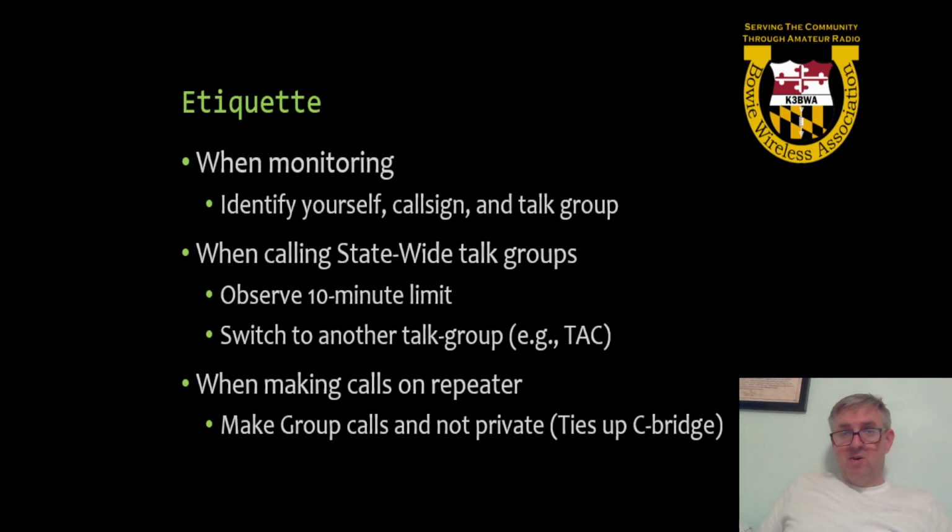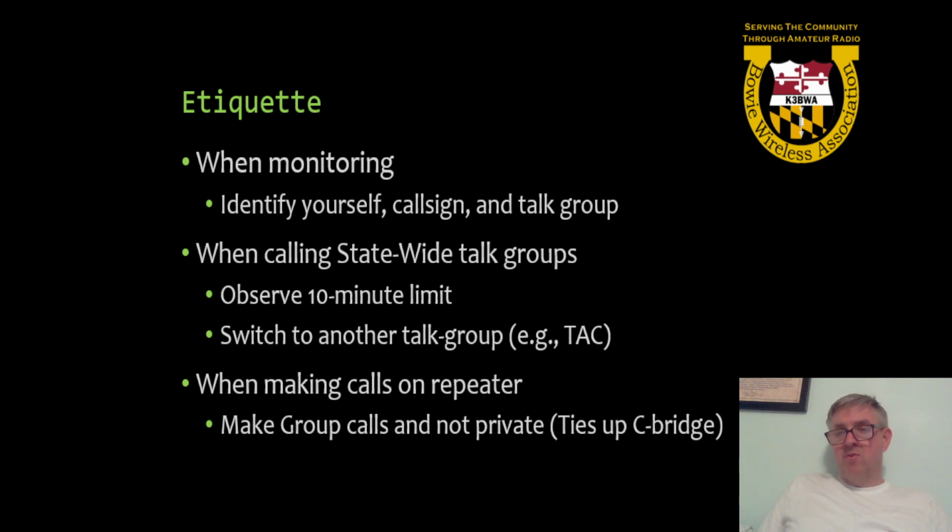Before I close out, I want to talk about some etiquette that you need to observe when using DMR. When you want to monitor the channel or make a communication, it's important that you identify your call sign by name. And also, what you'll probably want to do is give the talk group. So for example, if I want to monitor Maryland statewide on the local repeater, I would say, this is Kilo 3 Juliet Sierra Juliet monitoring Maryland statewide, talk group 3124.